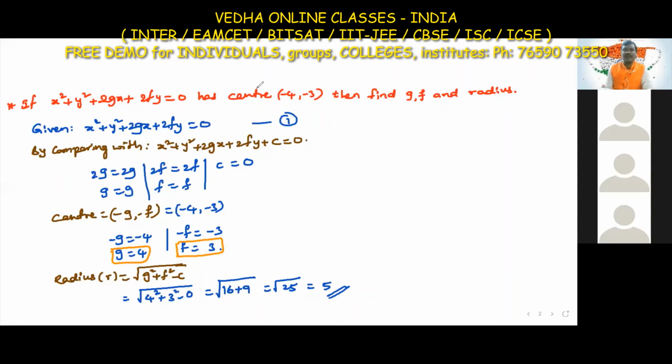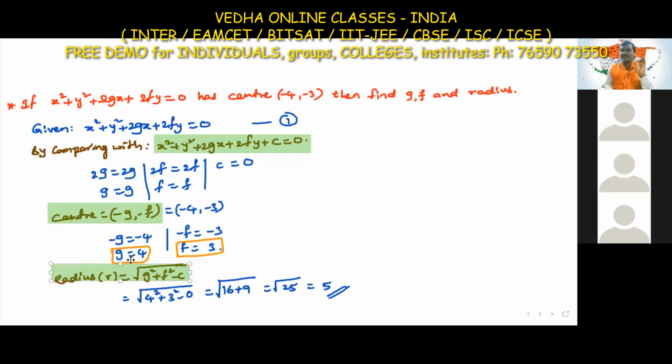So what formula did we use in this problem? We used the general equation of the circle: x square plus y square plus 2gx plus 2fy plus c equal to 0. And we used the center of the circle formula, minus g comma minus f. What is the radius of the circle formula? r is equal to under root of g square plus f square minus c. We always use these formulas again and again.